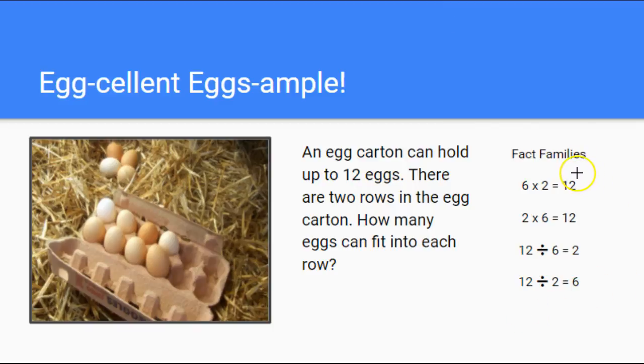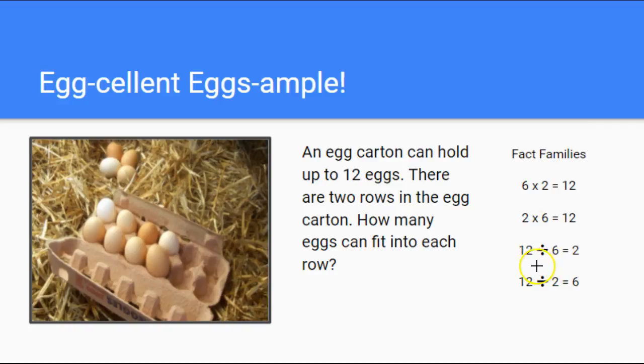But let's look at the other ones real quick. And these we could use for checking our work. So 6 times 2 equals 12. That would be 6 eggs in each row with 2 rows, which would be 12 total eggs. Or here we have 2 rows with 6 eggs in each row. That would also equal 12 total eggs.